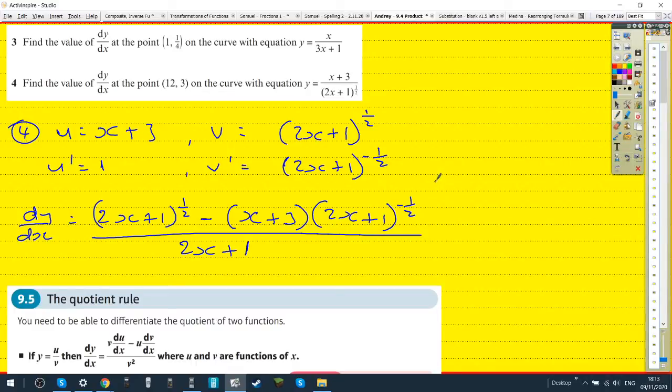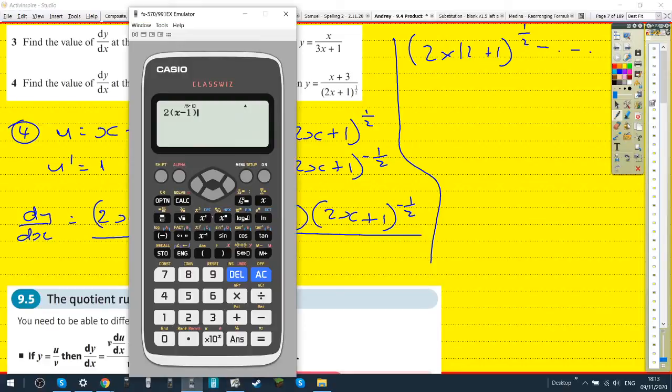But how would you show your working out for subbing in 12? Would I just sub in 12 for each x value? Yeah, so you literally have to do 2 times 12 plus 1 to the power of a half minus... all of that. And it should work out.